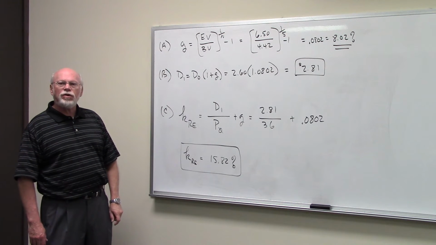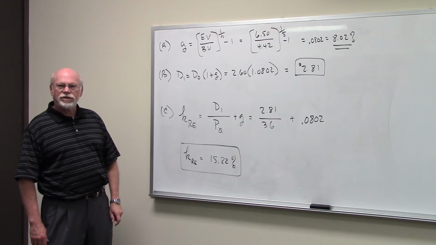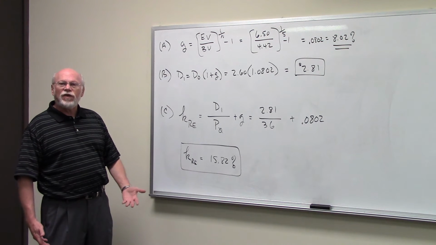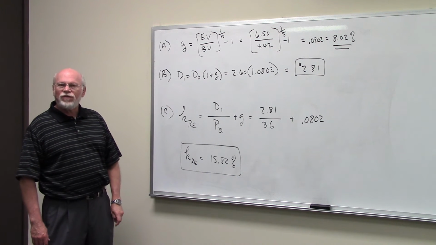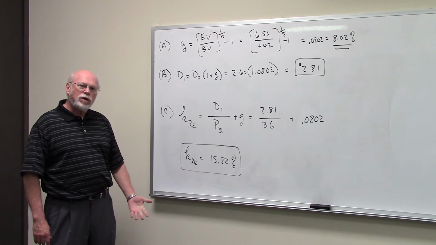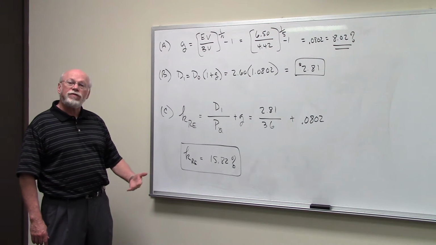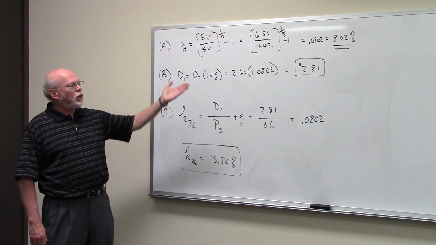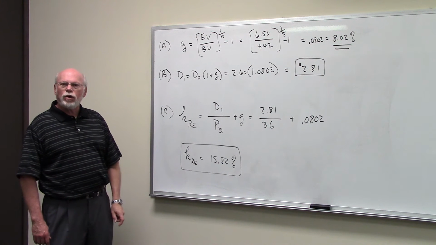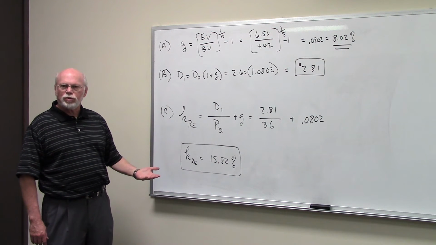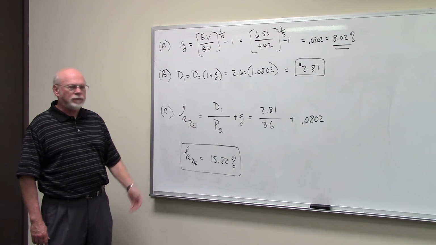The beginning value, $4.42. N is 5, so we're going to raise all that to the 1/5 power. The decimal equivalent of that is 0.20, 1 divided by 5. Minus 1, and we get 0.0802, or 8.02%, is the annualized growth rate.